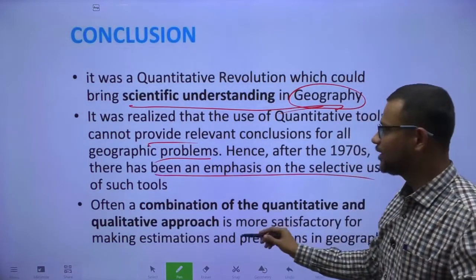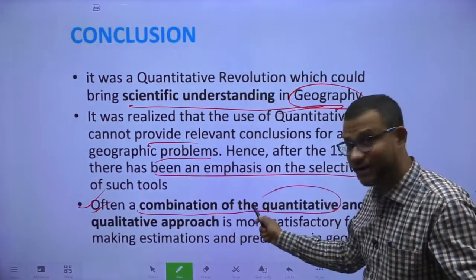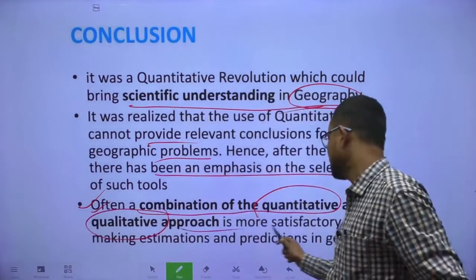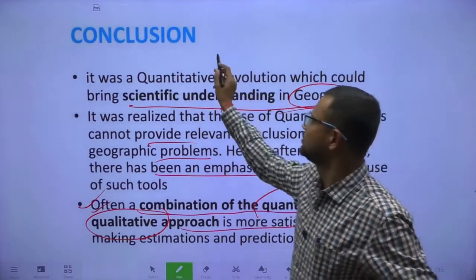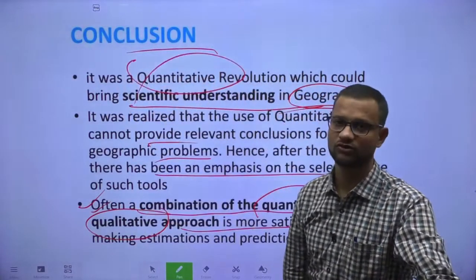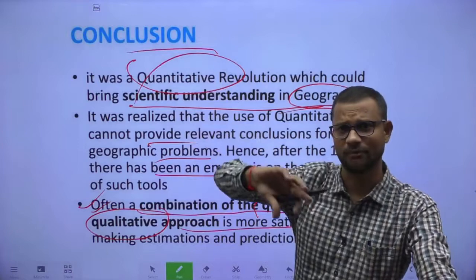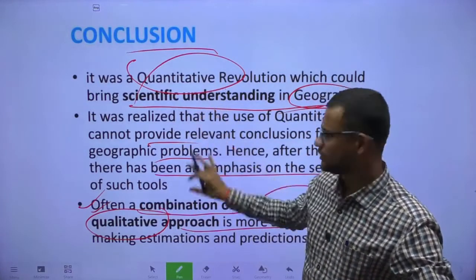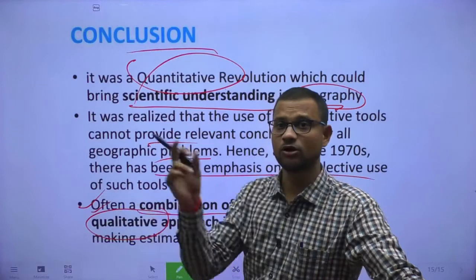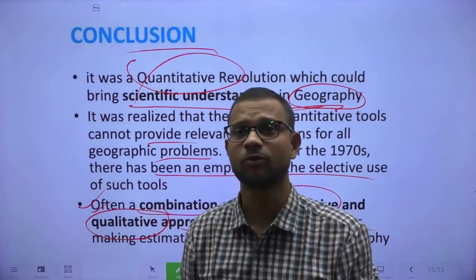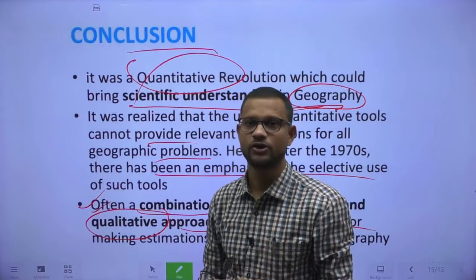But yes, in the final conclusion, whenever you are writing an answer, a combination of the quantitative and qualitative approach is more satisfactory to bring out tangible results on the surface, and that's why the quantitative revolution holds its own significance. Whenever you write, don't try to be extremist on any count, whether in terms of merits or demerits. Try to be balanced. Even if the quantitative revolution is gaining or losing ground, it still gave geography a new approach, and we can understand the problems of society by means of quantitative as well as qualitative understanding, and this led to a new revolution in this age.